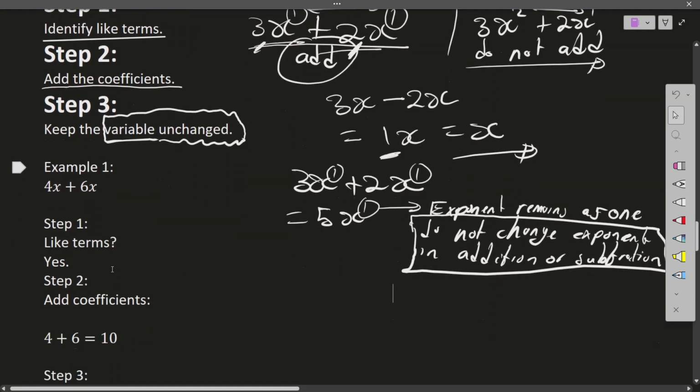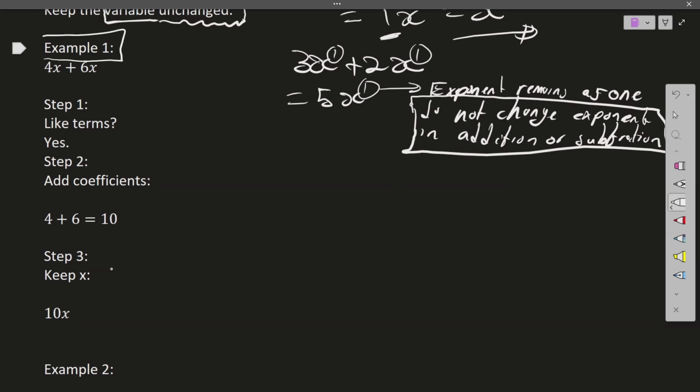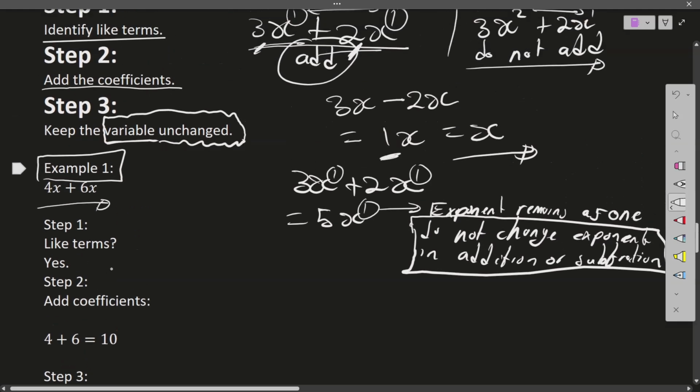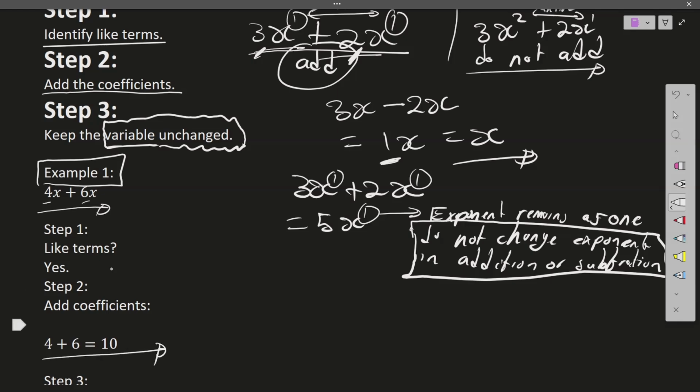And so here, let's make an example. Example number 1 here is 4x plus 6x. And so you remember the steps. Identify the like terms. Like terms have what? They have the same exponent. So this is 4x to the power of 1 and 6x to the power of 1. And so they add. You add the coefficients, which are 4 and 6. 4 plus 6 is what? It makes 10. And so when you have added the coefficients, then you write the x.